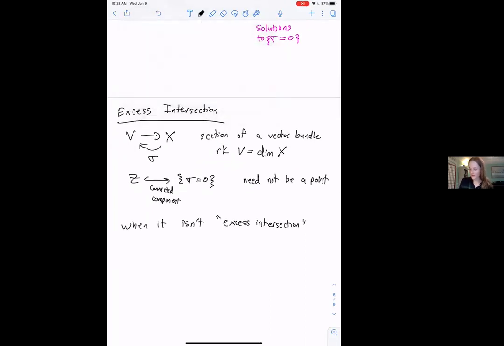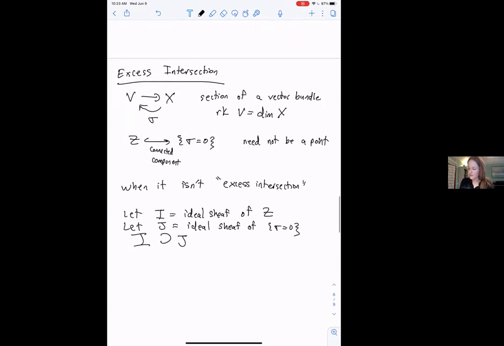So we'll let I be the ideal sheaf of Z, and then I contains the ideal sheaf of sigma equals 0. So we'll let J be the ideal sheaf of sigma equals 0. And to remove it, we could do that as a set, and we'd like to give it a closed subscheme structure.